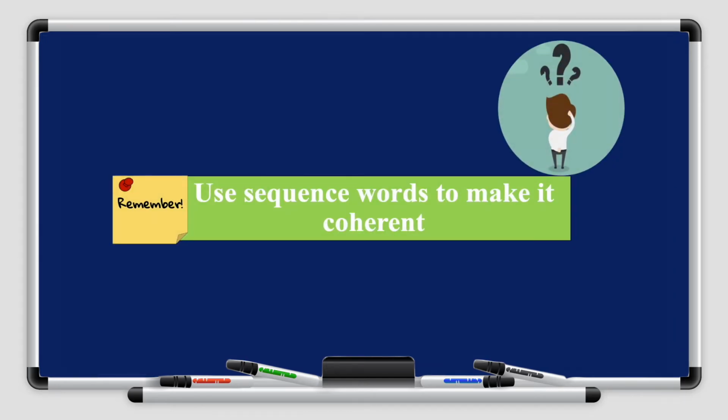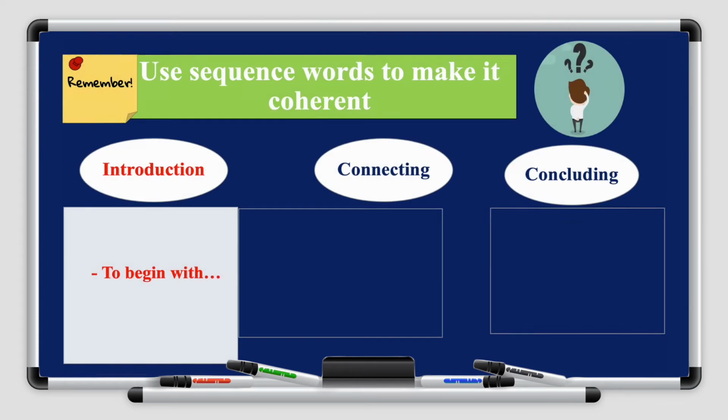Now, let's try to write expository writing. In order to have a really good expository writing, we need to use sequence words to make it more coherent, to make it more readable and attractive for the reader. Now, we remember that we have an introduction, a body, and a conclusion. In the introduction, we introduce the topic. In the body, we need to connect our ideas, and in the conclusion, we conclude.